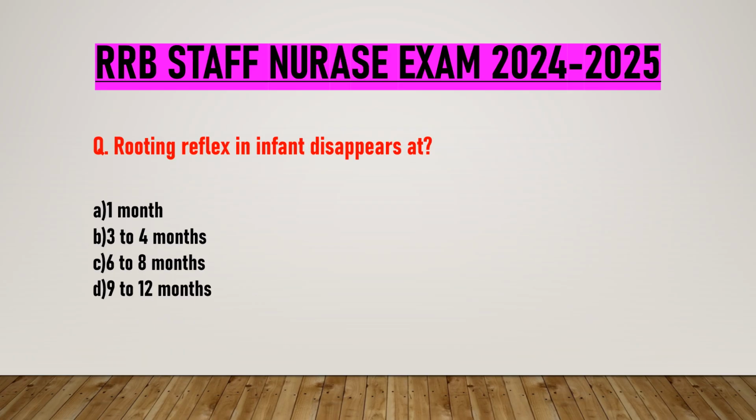Rooting reflex in infant disappears at? Options are 1 month, 3 to 4 months, 6 to 8 months, 9 to 12 months. So the answer is option B, 3 to 4 months.